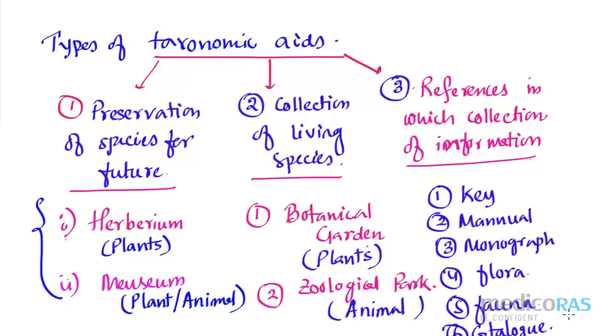Right? So these are the taxonomic aids that we need to see, and all of these are there in your NCERT textbook. So we have taken all the information from the NCERT. And please remember, these are the puzzling part, especially manual, monograph and catalog. These are the most puzzling things that you need to understand nicely. Otherwise, in the exam, we tend to make mistakes in these three references only.